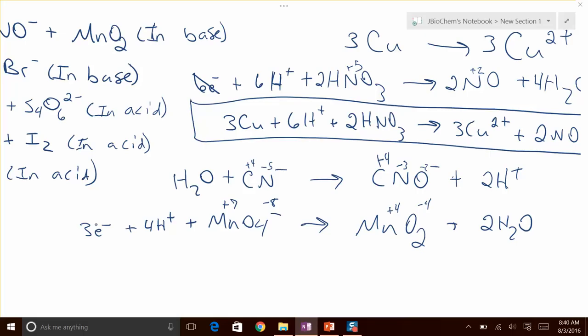Why are you just looking at that number? Why are you looking at the 4? Because those are the only things that change oxidation state. The manganese is the only thing that's telling me how many electrons are being transferred here. So you look at the oxidation number that changes to determine how many electrons? Yes, you do.